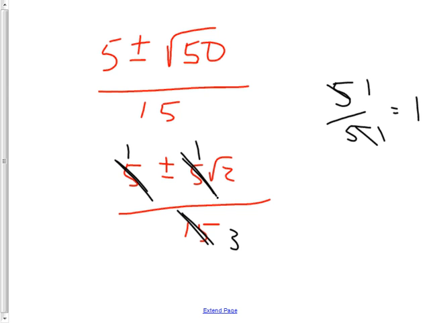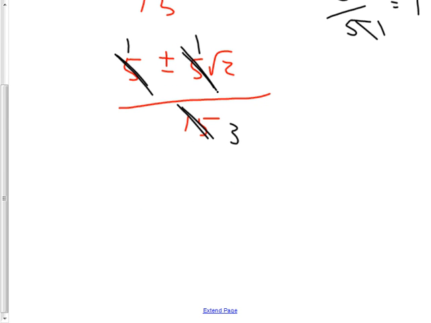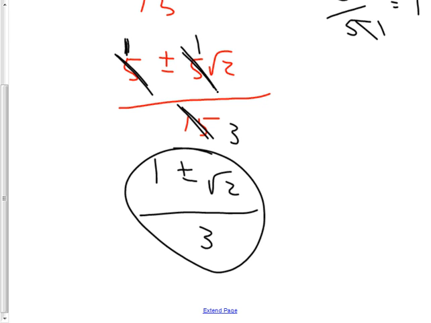Okay? So final answer would be, and again, a lot of people think, it canceled, so there's nothing in front. No, there's a 1 in front. 1 plus or minus root 2 over 3. And that's that simplest radical form. Simplified radical form. Because it's still got a radical in it. Still got a little square root sign. That's called a radical. And it's still got things to do, but you can't go any farther because you don't know what the square root of 2 is.